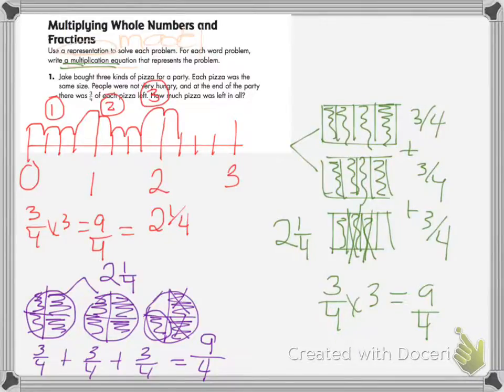Even though I did addition for some of these, I forgot to write the equation on this one, I apologize. 3/4 times 3 gives me my 9/4. I would just turn my repeated addition into a multiplication equation. Okay? Go ahead and work on the rest of the page.